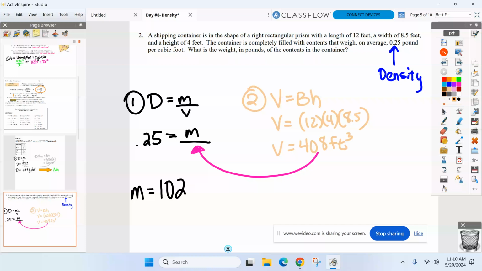All right. Oh, no. You relax. I'll do the teaching. Thanks. Always look back at your density. The density was 0.25 pounds, so that's what my answer is going to be in. For you kids on the street, that's LBs. All right. That's the street lingo.